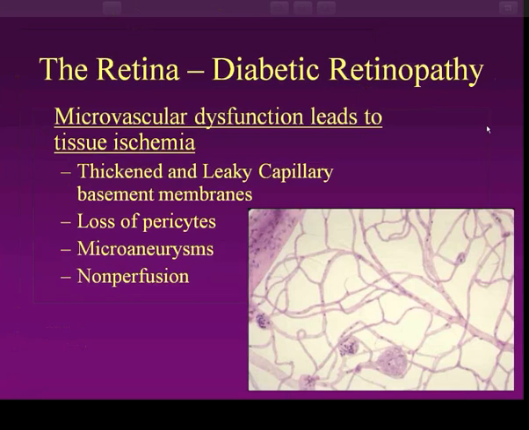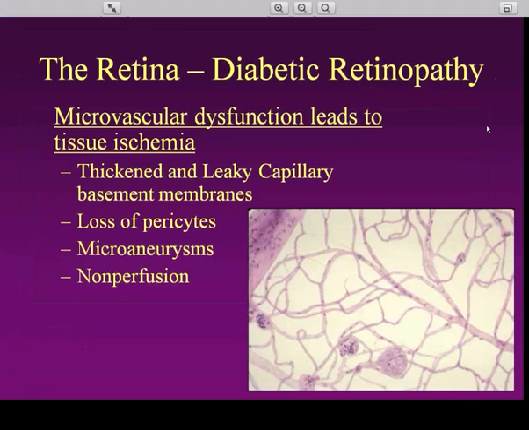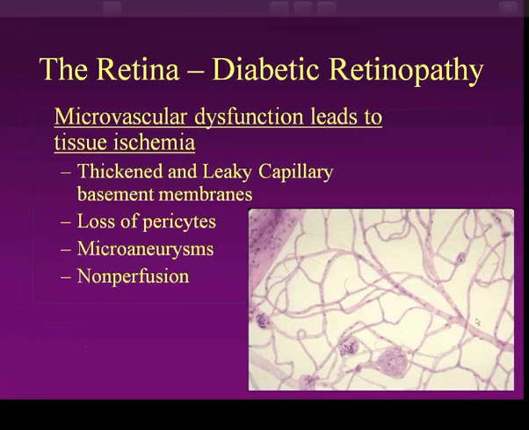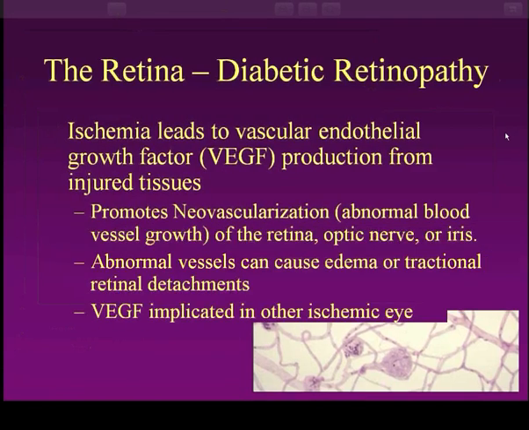I think this is another classic board question. What is the pathologic sequence of diabetic vascular disease? Number one, thickened and leaky basement membrane. Number two, loss of the pericytes around the vessels, microaneurysm formation, and then finally, non-perfusion and capillary dropout.